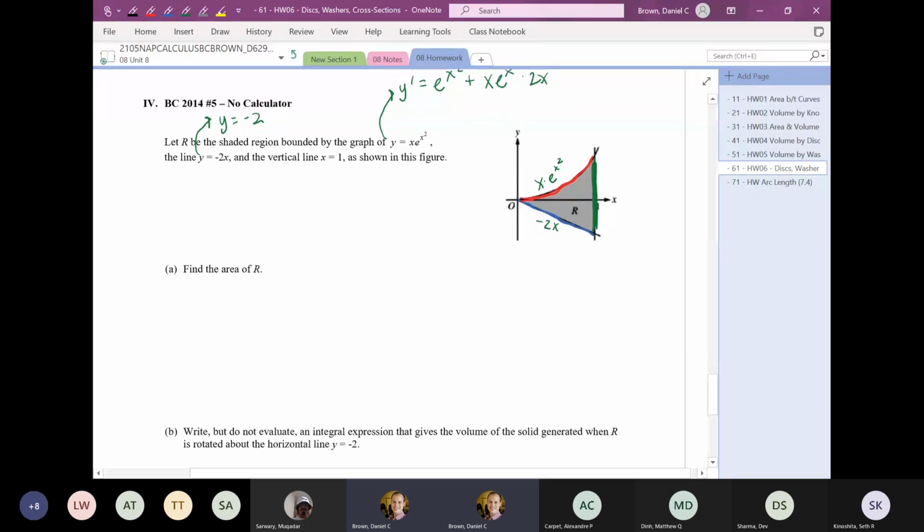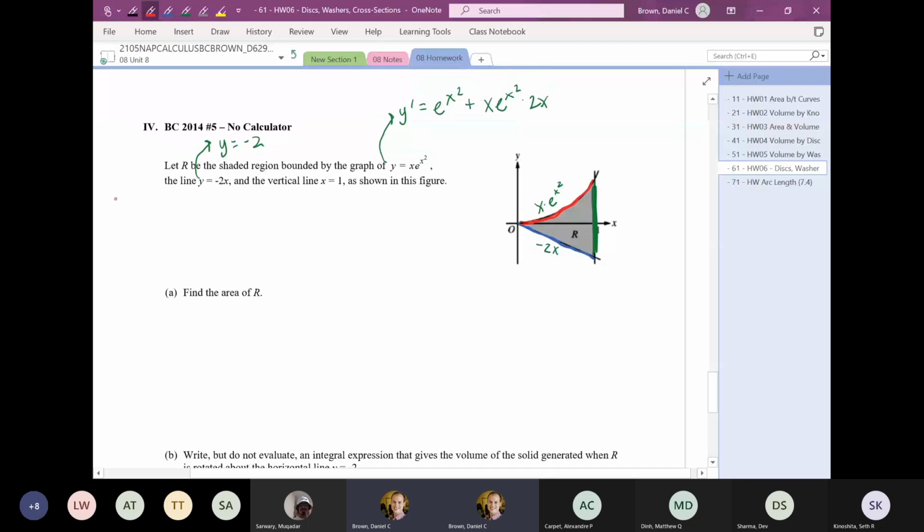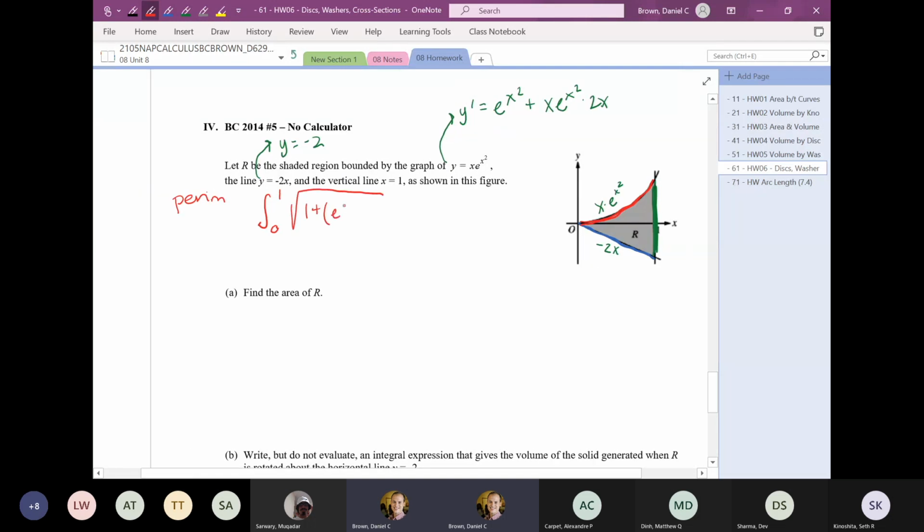So if I'm going to do the perimeter, I'm just going to write it up here so I don't have to keep scrolling. The part in red is going to be the integral. It starts at x equals 0, ends at x equals 1, and it's the square root of 1 plus the derivative squared. And I just simplified that derivative a little bit in terms of dx. Plus, then we have that straight line.